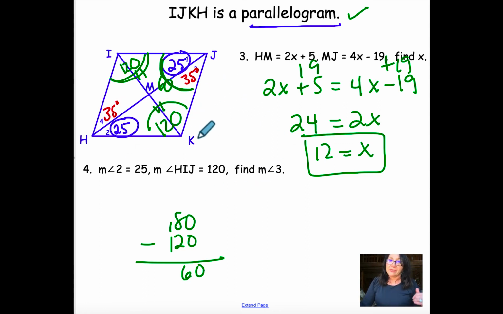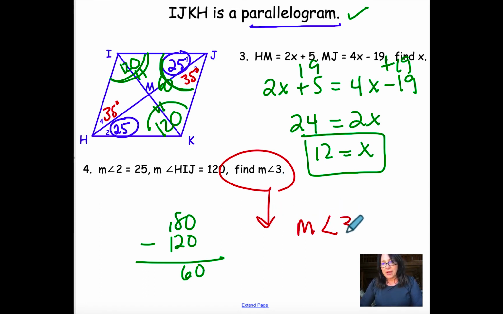Obviously, this is not a rhombus because it's only a parallelogram, because if it was a rhombus, then the angles would be the same, which they're not because it's not a rhombus. So in answer to our find the measure of angle 3, you would say the measure of angle 3 is equal to 35 degrees.